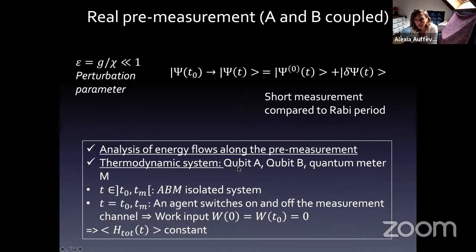Our thermodynamic system is the blue qubit, the red qubit, and the quantum meter. And what happens is that between the beginning and the end of the measurement, the tripartite system is totally isolated. We are really describing a unitary transformation of these 3 systems with a time-independent Hamiltonian. And at the initial and the last time of the process, I have an external agent that is going to switch on and off the measurement channel, which corresponds to actually the same work input. So we won't take this into account in the modeling.